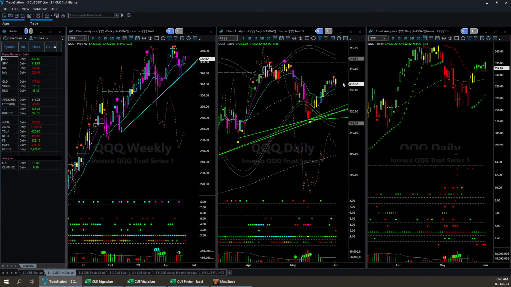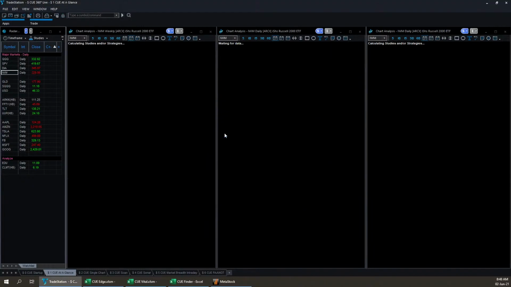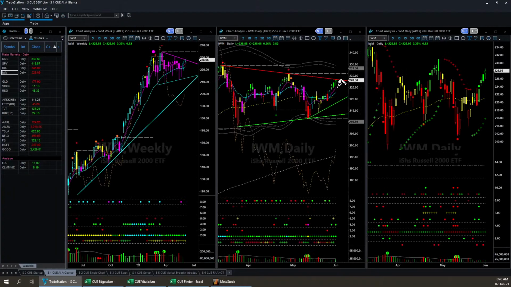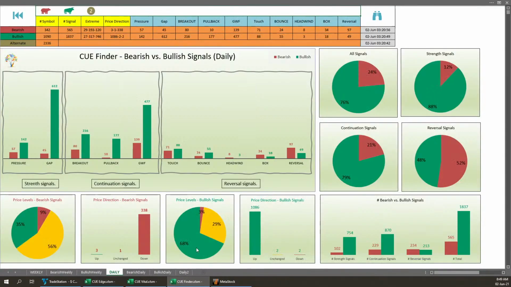QQQ, not a bullish day. DIA, big gap up but sharp pullback. Not a bullish day if you look at the extent to which it came down after a gap up open. And IWM, that was the only one that was bullish but stopped right at the trendline resistance. This is in contrast with what we saw from QH, breadth inside, bucket analysis, and from QFinder. What does it mean? It means the bigger cap stocks didn't do well yesterday.